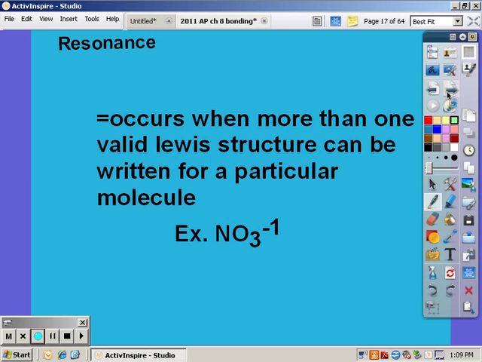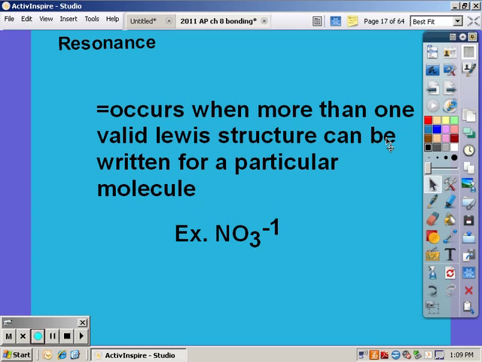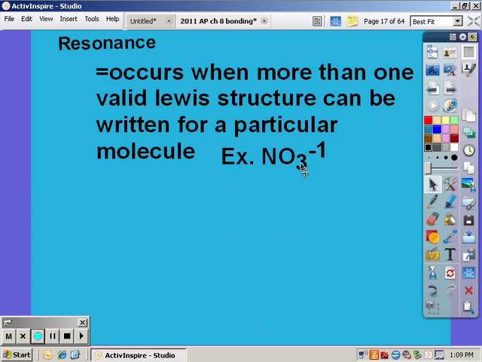Resonance occurs when more than one valid Lewis structure can be written for a particular molecule. Go ahead and pause the video and draw the Lewis structure for nitrate on your own. Restart once you have the Lewis structure.